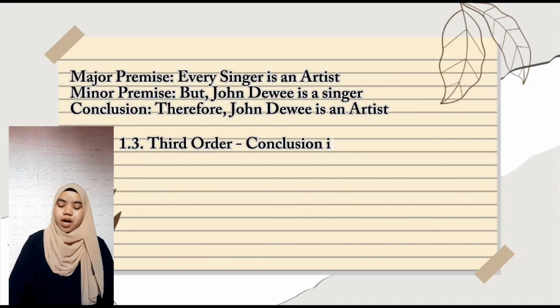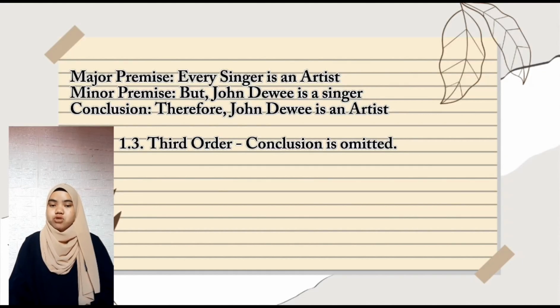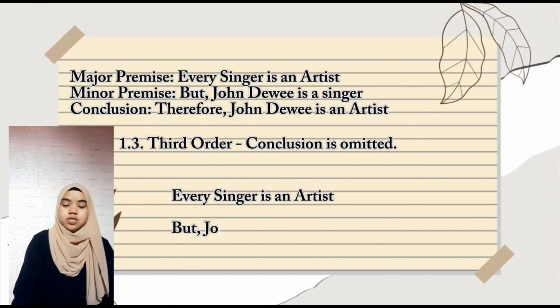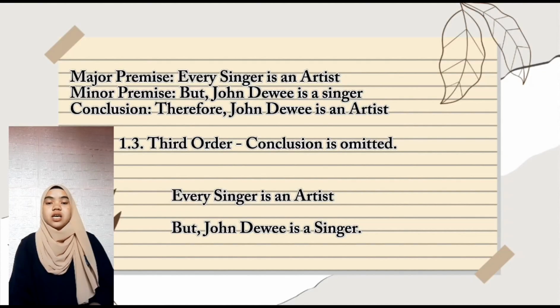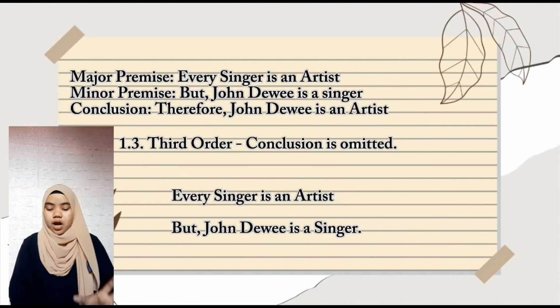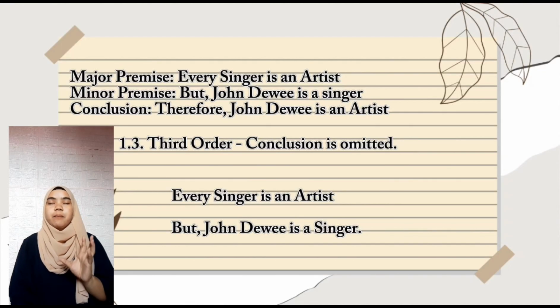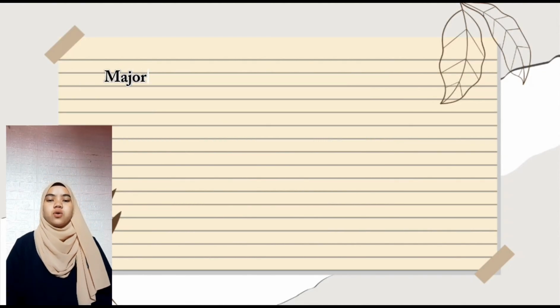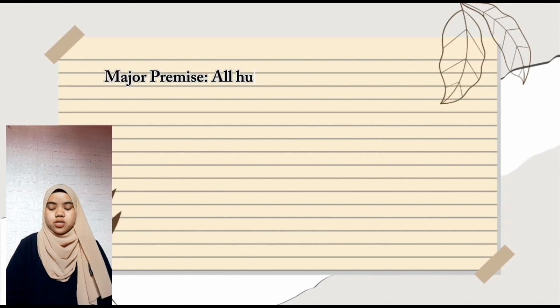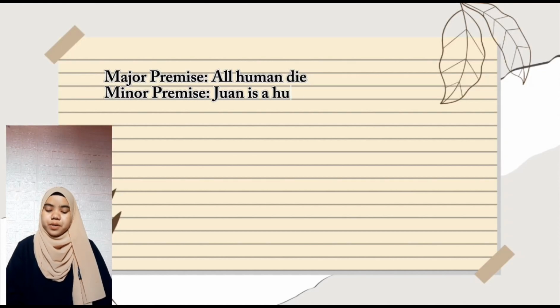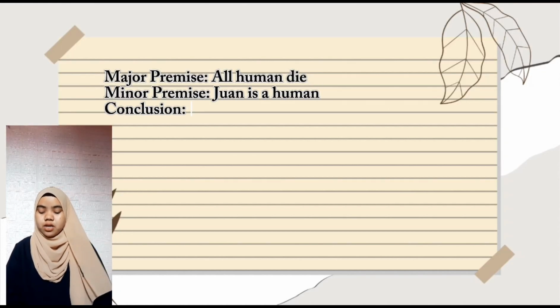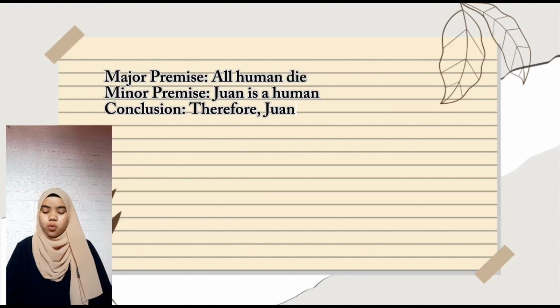So, sa third order naman, the conclusion is omitted. So, it becomes every singer is an artist, but John Dewey is a singer. So, even though nawawala yung conclusion, understandable pa rin yung statement. Understandable pa rin kahit may nawawalang isang part ng statement. So, I will give you another example. The major premise in my example is all humans die. The minor premise naman is Juan is a human. And the conclusion is, therefore, Juan will die.